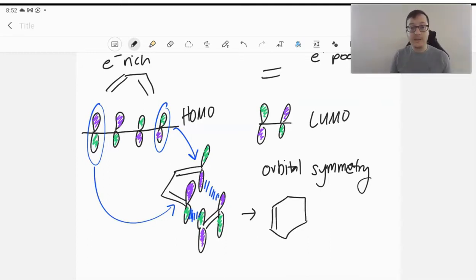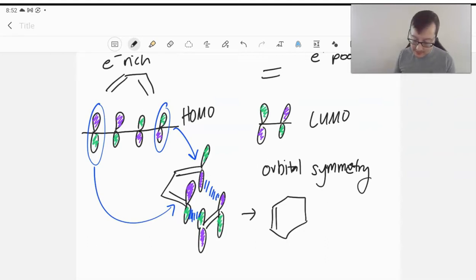And so the Diels-Alder reaction works because of the overlap between the HOMO of your diene and the LUMO of your dienophile in a way that is symmetry allowed. So the symmetry of the orbitals allows them to overlap constructively, thereby forming new bonds.